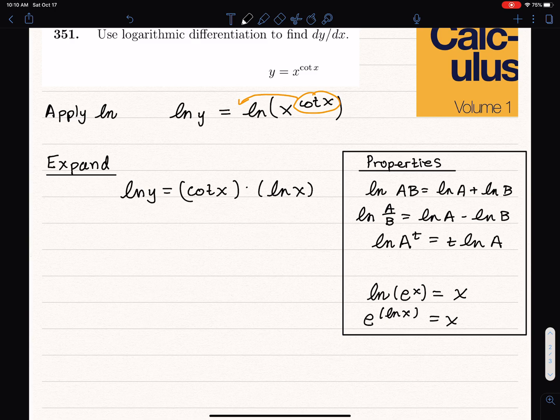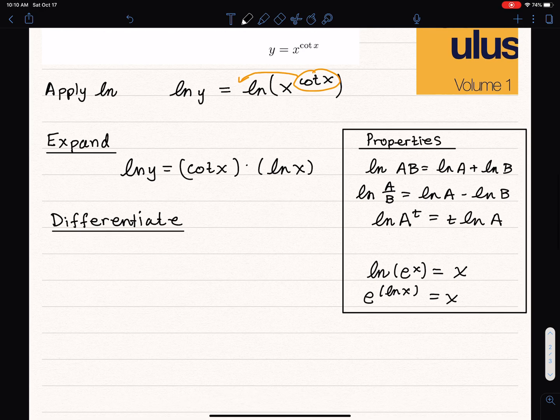Now, the next step is we're going to differentiate. On the left-hand side, we see ln y, and I'm differentiating with respect to x. So what I do is something that we saw in the implicit differentiation section. I'm going to find the derivative of ln y, which is 1 over y. That's the derivative of ln y with respect to y. But then I multiply by the derivative of y with respect to x, dy/dx. That's how we find the derivative of ln y with respect to x.